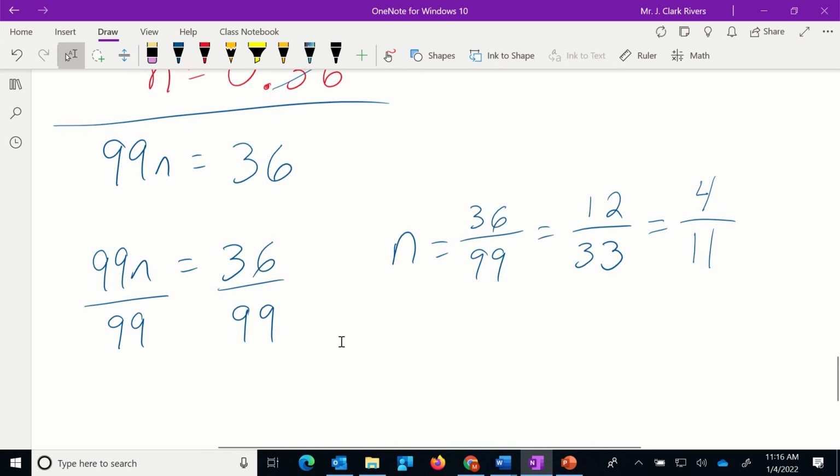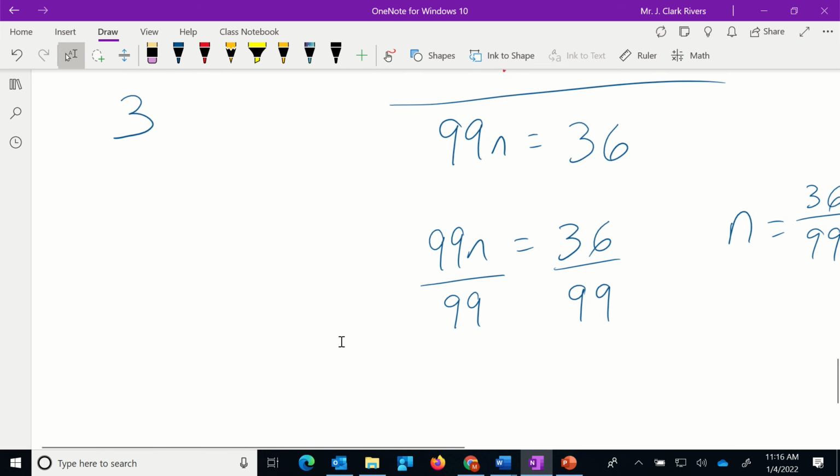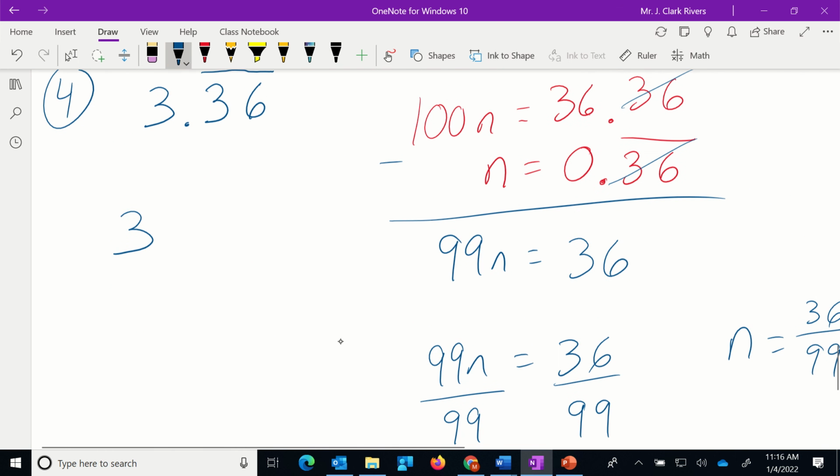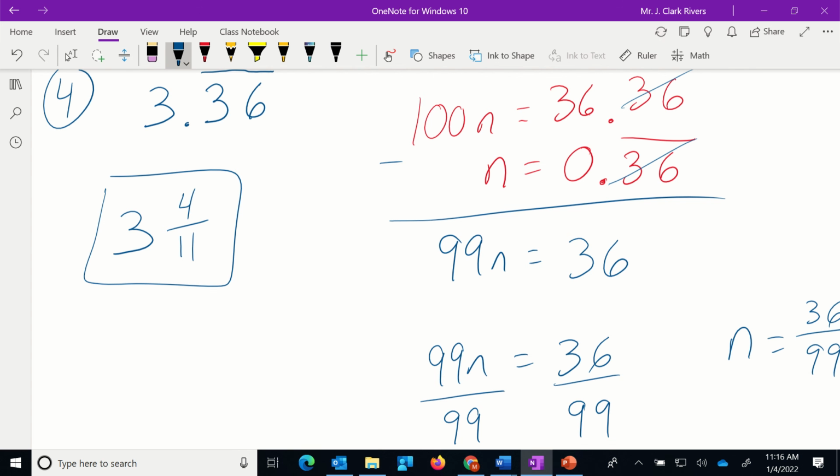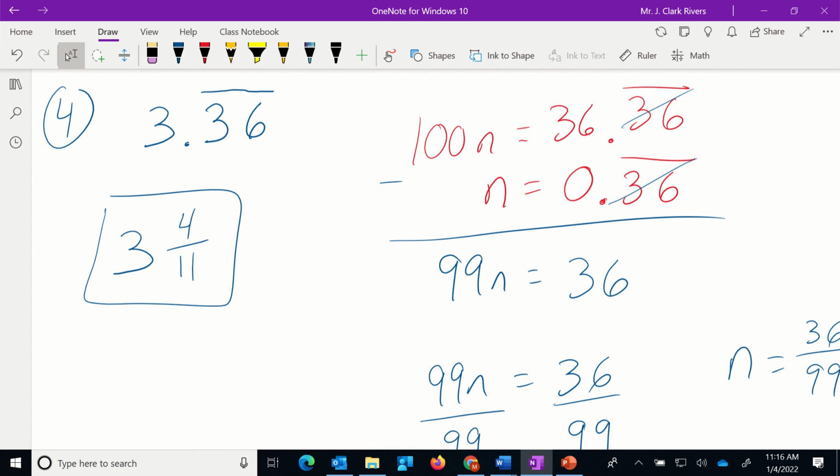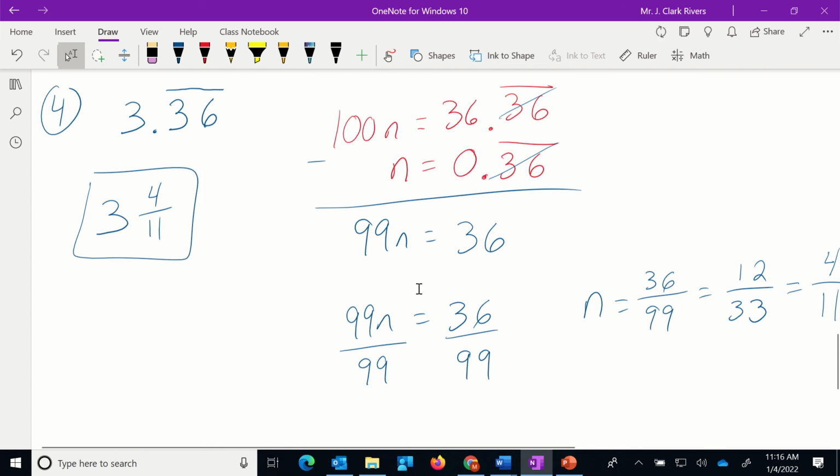Questions on that? So we slide back over here, and we say this is 3 and 4 11ths. 3 and 4 11ths is our answer there. Remember, whatever's to the left of the decimal, just write it down. It's going to be part of a mixed number, and then work on what is to the right of the decimal next. Questions on that?